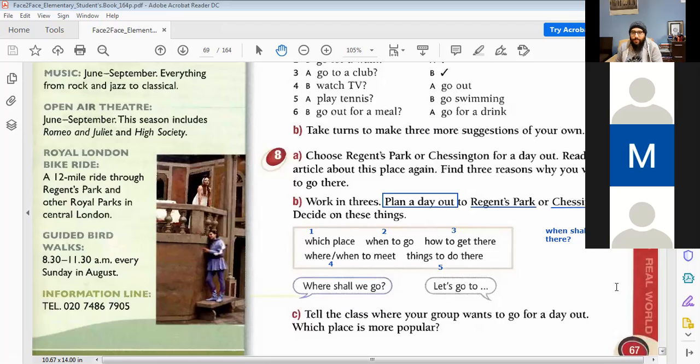Where shall we meet? At your home? Can I say this, Doctor? You can. That's actually correct. Okay, that's a good idea. Or maybe you come to my home. Okay. Yes. What can we do there?